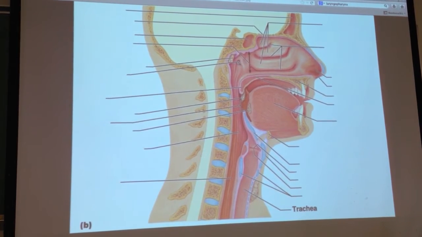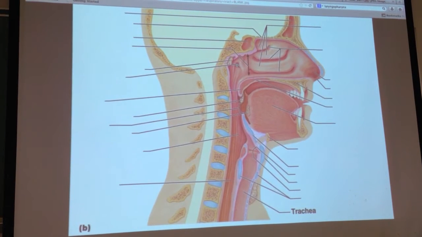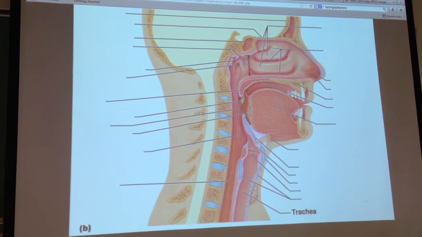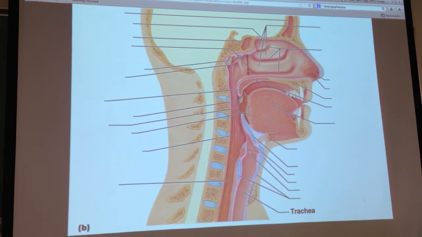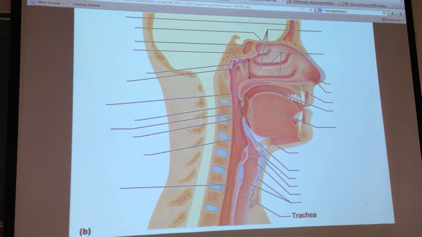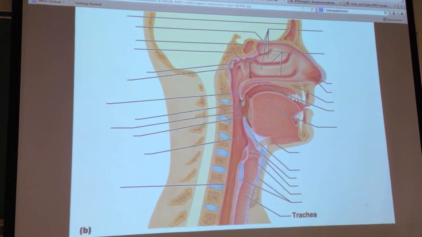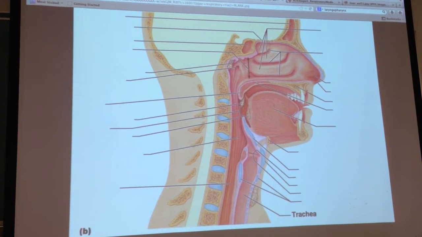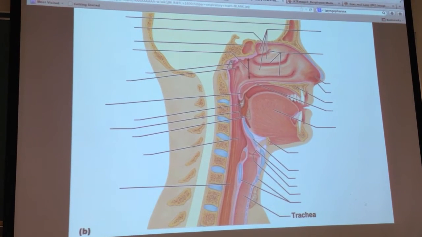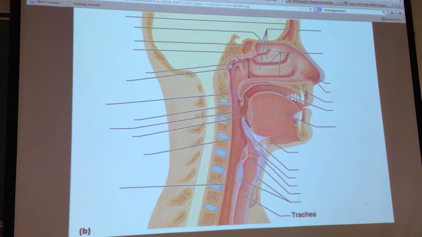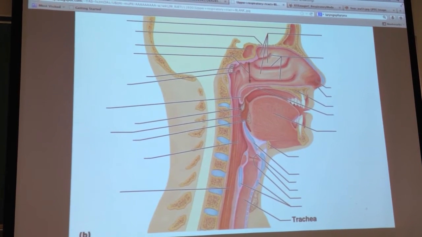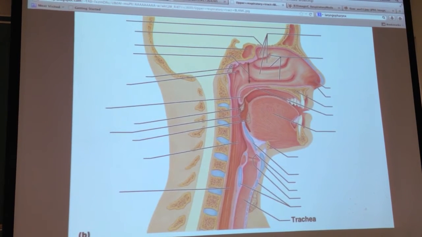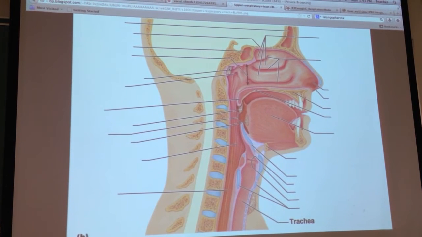Alright, next we have the pharynx. So what I'm going to do is I'm going to show you the upper and lower boundaries of the pharynx. The pharynx is the system that's shared by both the respiratory and the digestive systems. So it's basically a passageway where both food and air are supposed to go. So kind of keep that in mind, because there's a little bit of overlap between that and another part.